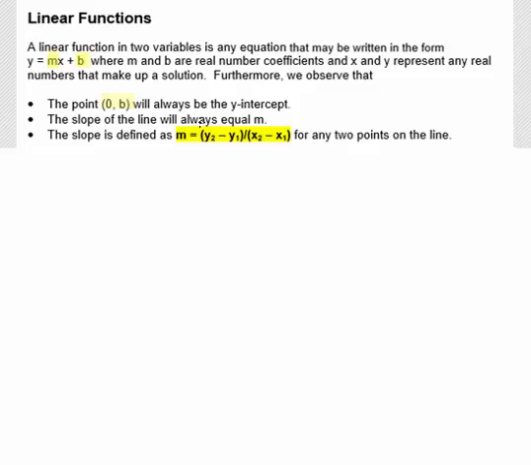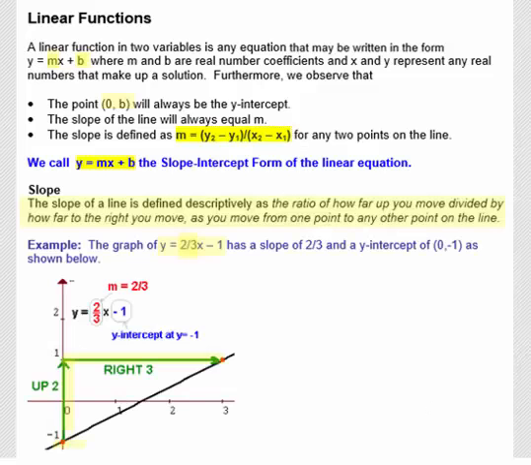And our slope is, by definition, the difference in y values over the difference in x values, or y2 minus y1 over x2 minus x1. And we call y equals mx plus b the slope-intercept form of the equation. We can also say that the slope of the line is the ratio of how far up you move divided by how far to the right you move when you go from one point to another point on the line.